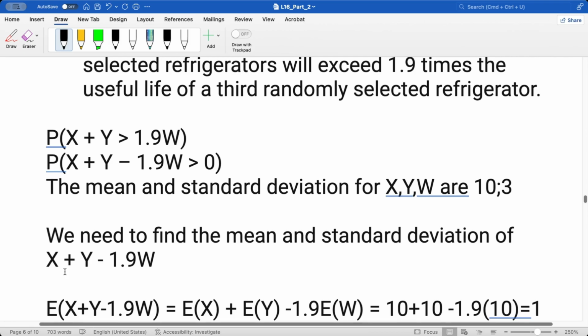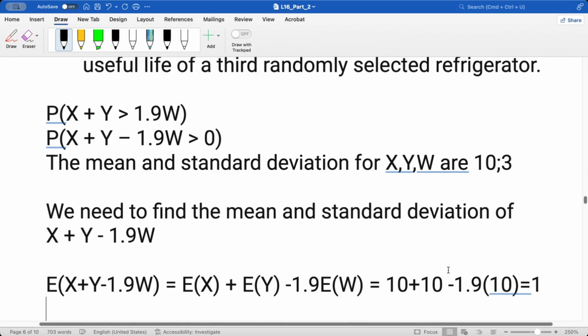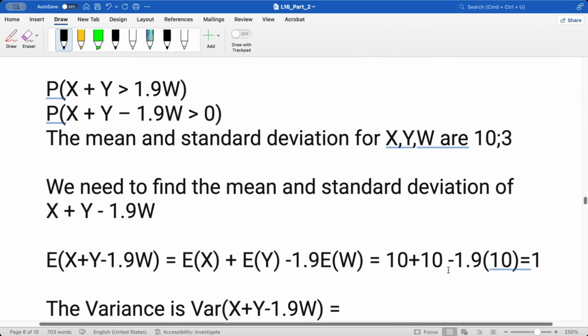So what's the new mean going to be for x plus y minus 1.9 w? Expected value is linear, so it passes through. It's going to be E of x plus E of y minus 1.9 times E of w. So it's 10 plus 10 minus 1.9 times 10, which is 20 minus 19. So it turns out to be a mean of 1. Now, remember here, we're given standard deviation, but actually, calculationally here, we want to work with variance. Variance has nicer properties here.